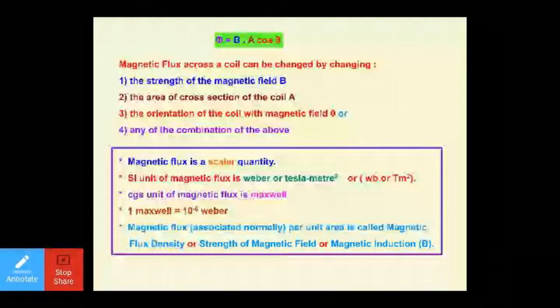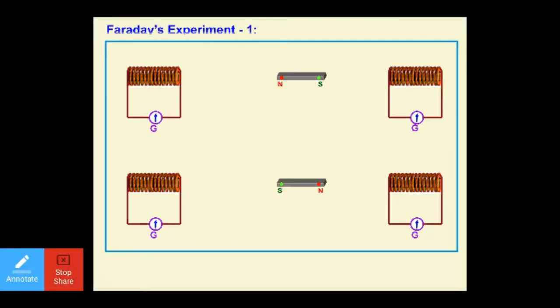So one thing needs to be clear, that is phi upon A, that is flux per unit area, is called the flux density, right? Most times when we talk about density, we divide the term by volume, but in this case, we divide it by area, because a surface always has area. It does not contain volume.